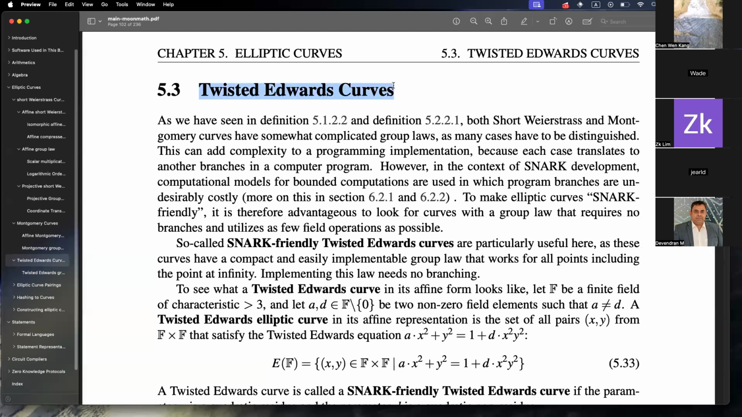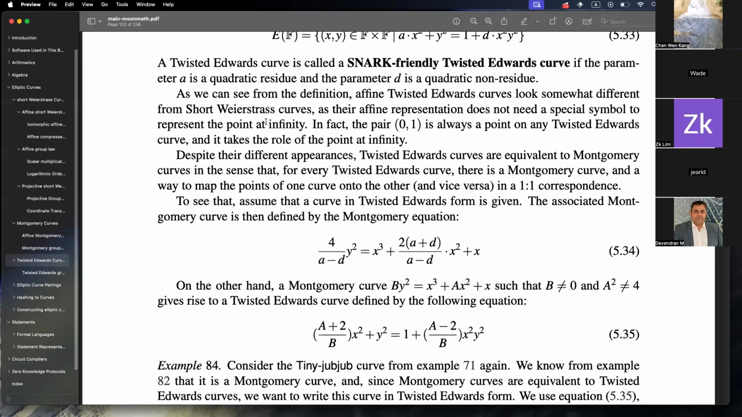that can also have the property of twisted Edwards curve. If they are, then you can transform it over. How does one transform it over? That is a very good question.